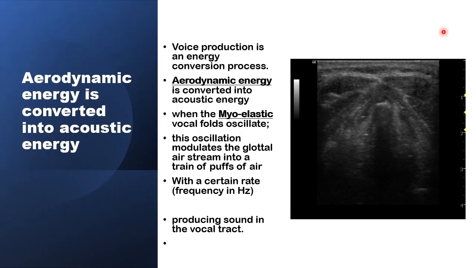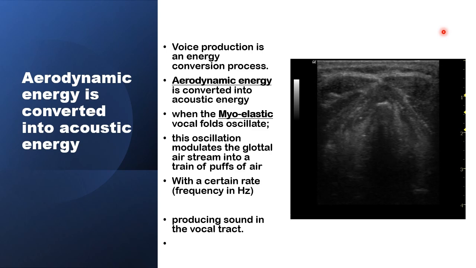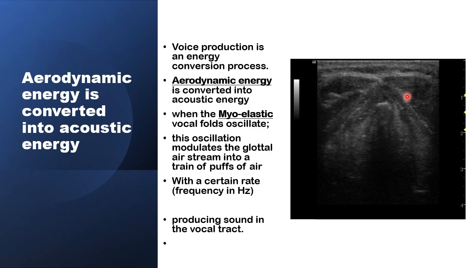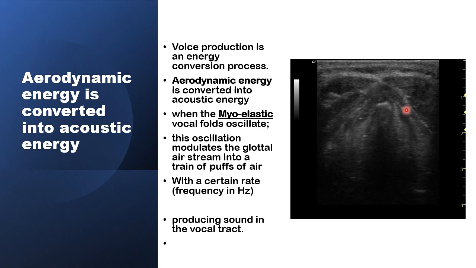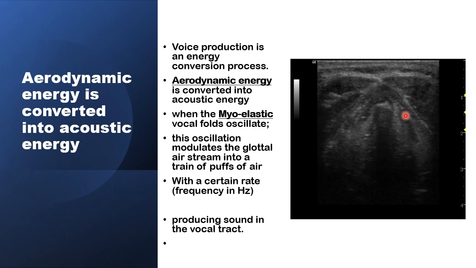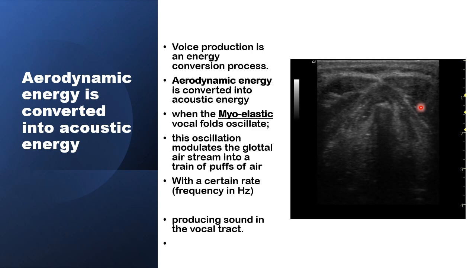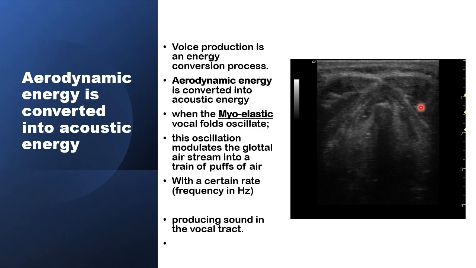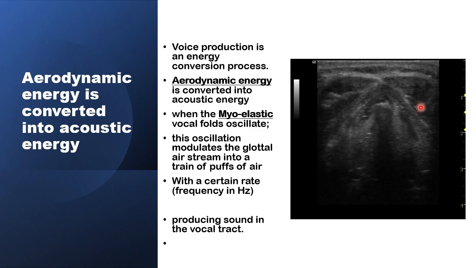Voice production is essentially an energy conversion process in which the aerodynamic energy supplied by the pressure of the air driven out of the lungs is converted at the glottic level into an acoustic energy by the myoelasticity of the vocal fold tissues. This myoelasticity drives the oscillation of the vocal folds, which essentially modulates the continuous air stream into a series, like a train of air puffs, with a certain rate that is the fundamental frequency of the glottic signals. And this is the essential first part in the voice production.